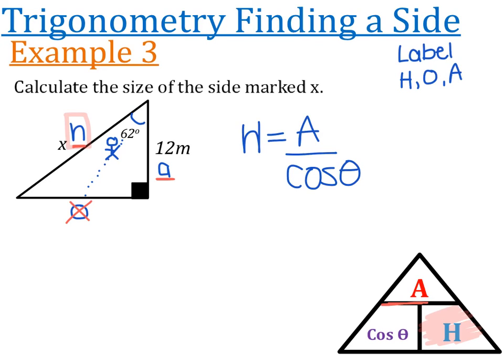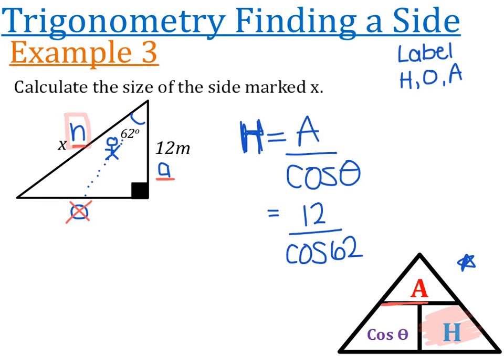Okay, so the H is a capital H in the question. If we're getting it from this triangle down here, the H was a capital H. It doesn't really make much difference, but if it helps you. So A is the adjacent side, which is 12. And cosine of theta, theta is the angle, so cosine of 62. So it's 12 divided by cosine 62.